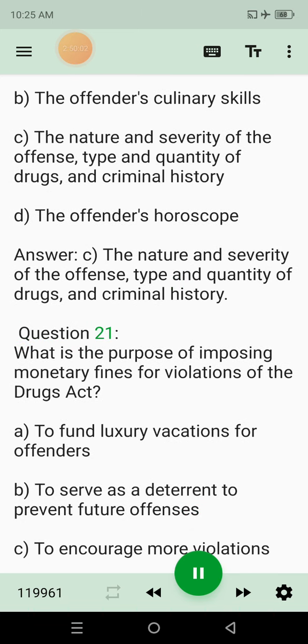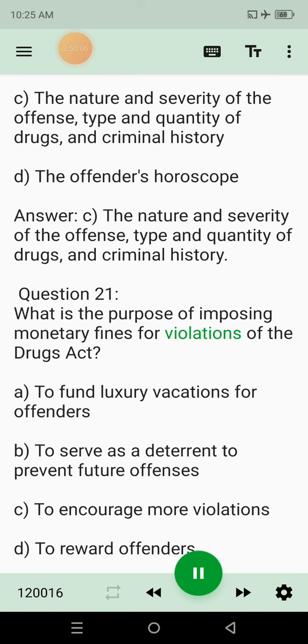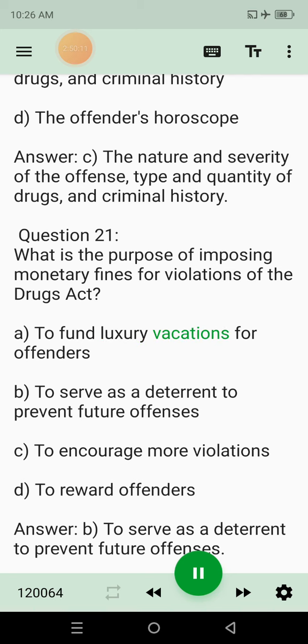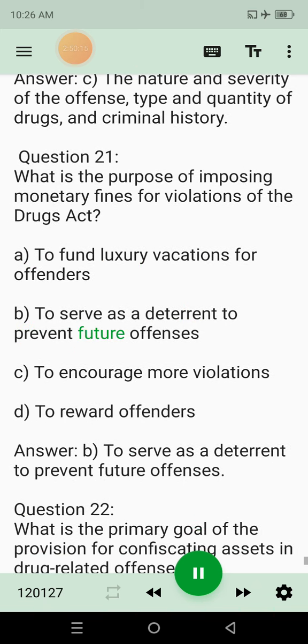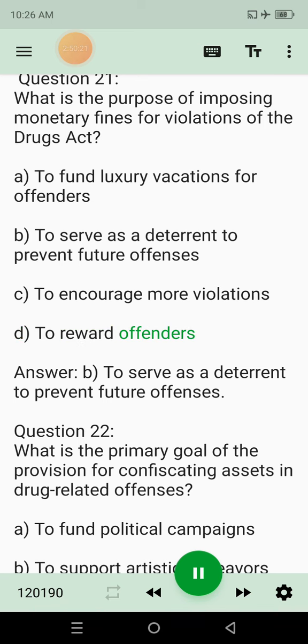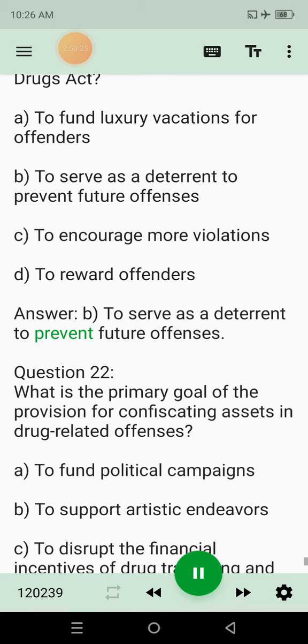Question 21. What is the purpose of imposing monetary fines for violations of the Drugs Act? A. To fund luxury vacations for offenders. B. To serve as a deterrent to prevent future offenses. C. To encourage more violations. D. To reward offenders. Answer: B. To serve as a deterrent to prevent future offenses.